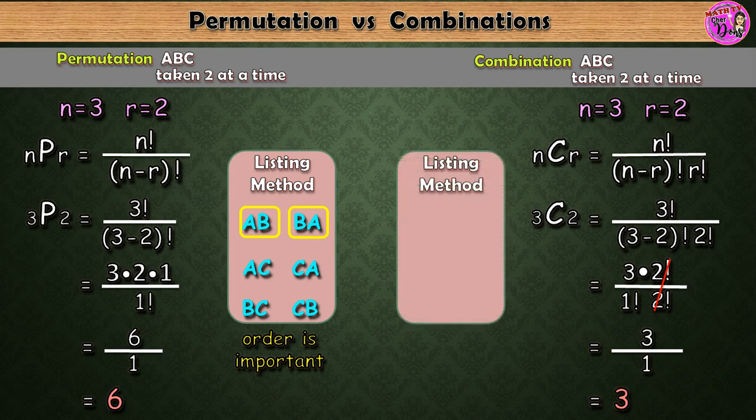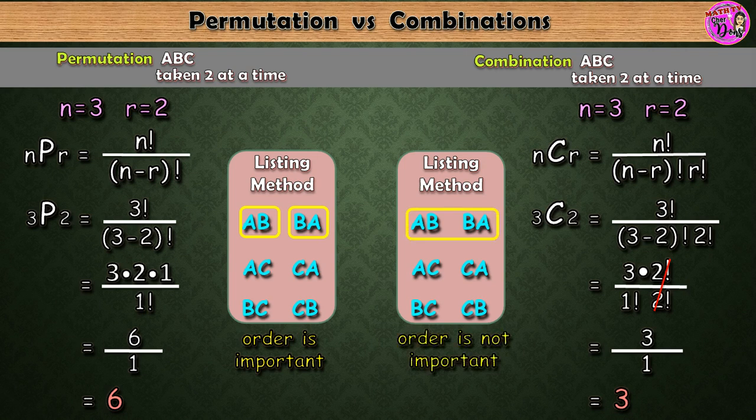By listing method, we have AB, BA, AC, CA, BC, and CB. Bear in mind that order is not important. So, AB and BA are considered as one combination. The same goes for AC and CA, and BC and CB. So, it will trim down to 3 ways.